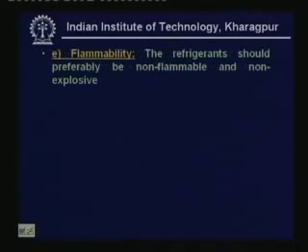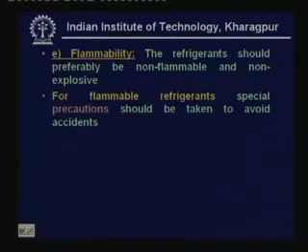Next comes flammability. Obviously the refrigerant should preferably be non-flammable, and it should also be non-explosive. But we find that sometimes we cannot avoid using flammable refrigerants. In such cases special precautions should be taken to avoid accidents. That means the design has to be different if you are using a flammable refrigerant. You have to make sure that there are no ignition sources, and you also have to take greater precautions to prevent leakage of the refrigerant. Basically, the way you handle a flammable refrigerant will be different from the way you handle a non-flammable refrigerant.